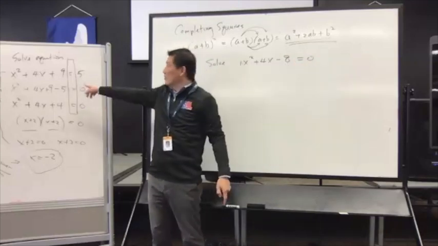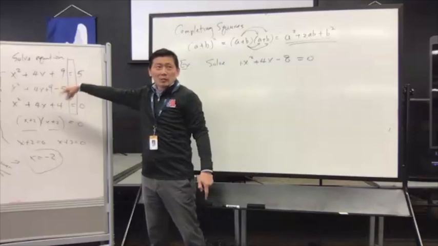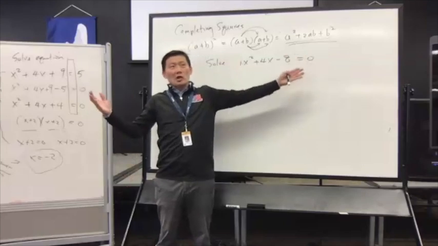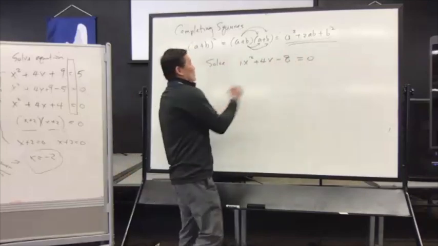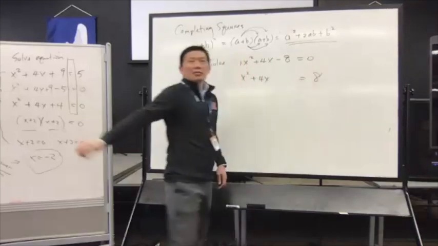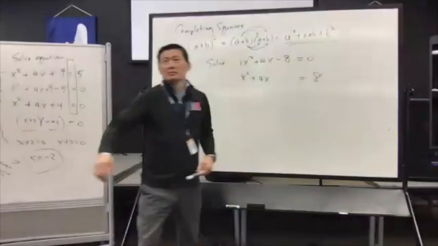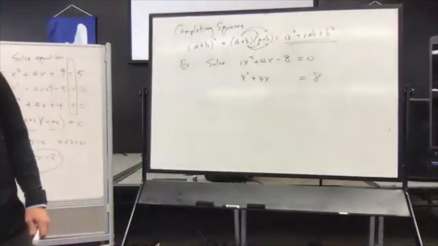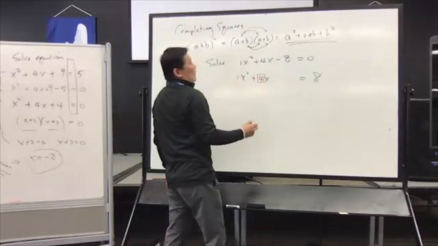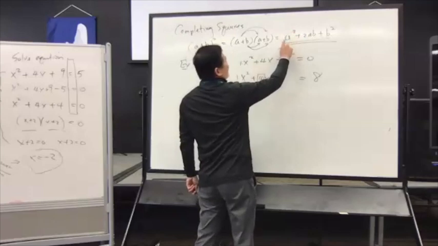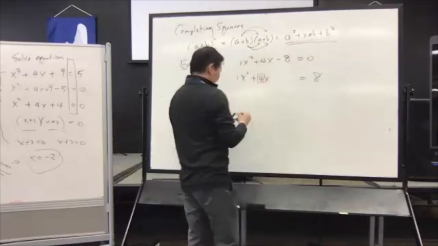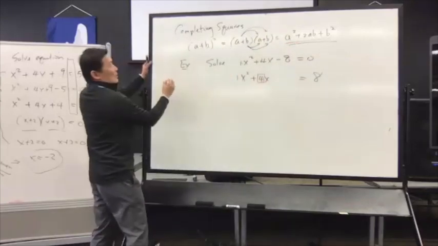Over here, we set the quadratic expression equal to 0. This one is already equal to 0, and it doesn't work, so I had to do something different. I'm going to turn this into x squared plus 4x and set it equal to 8. Notice I leave some space here. Now I notice that this is 1 right here, this is 4. Let me map it out here.